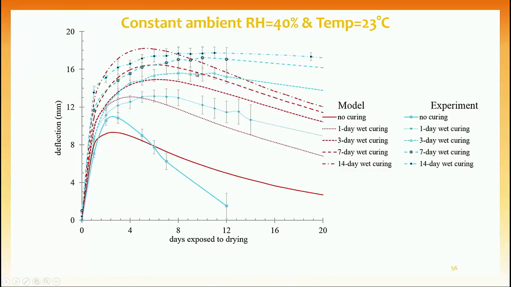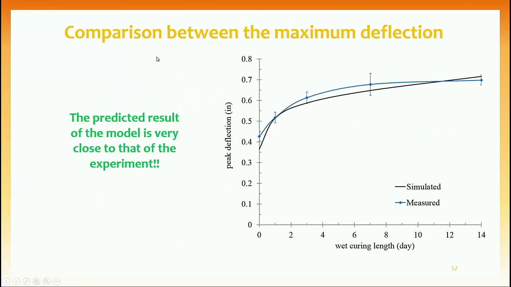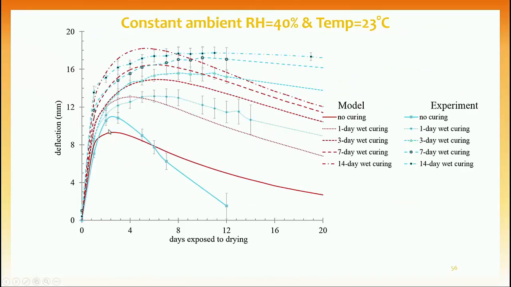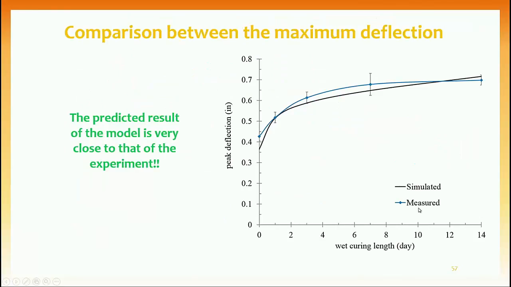So if I show only the peak deflection, which are basically here in one graph for both the simulated results and the measured results, there is not that much a statistical difference between the two. So the model was in very good agreement with the experiment.